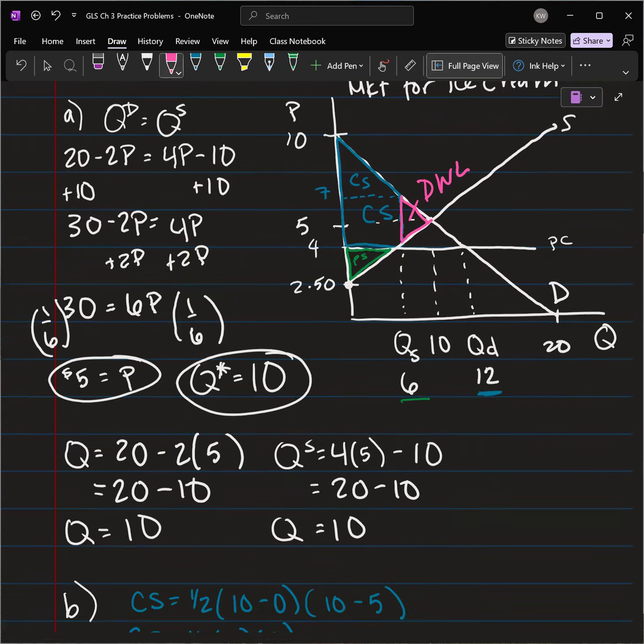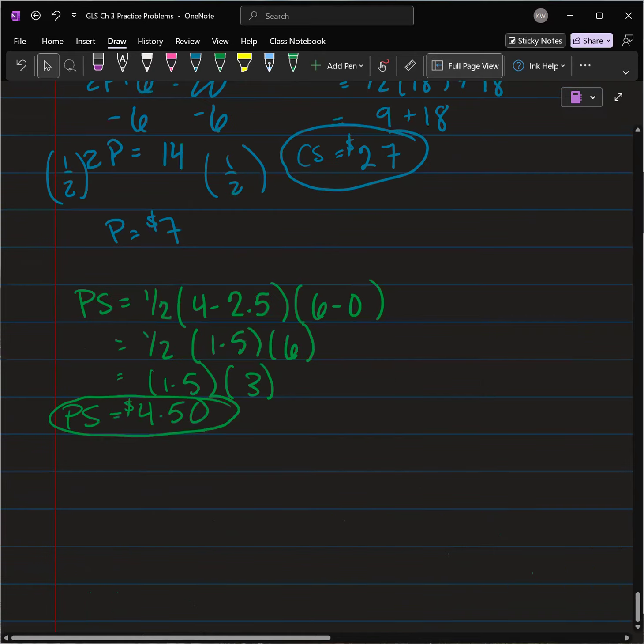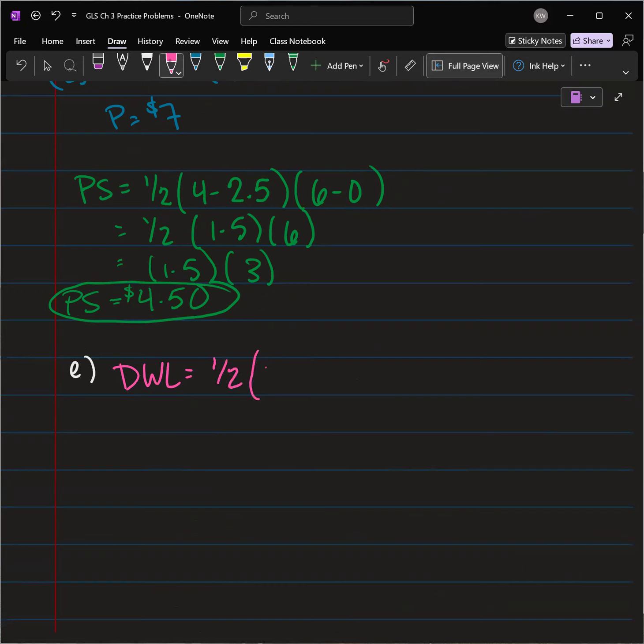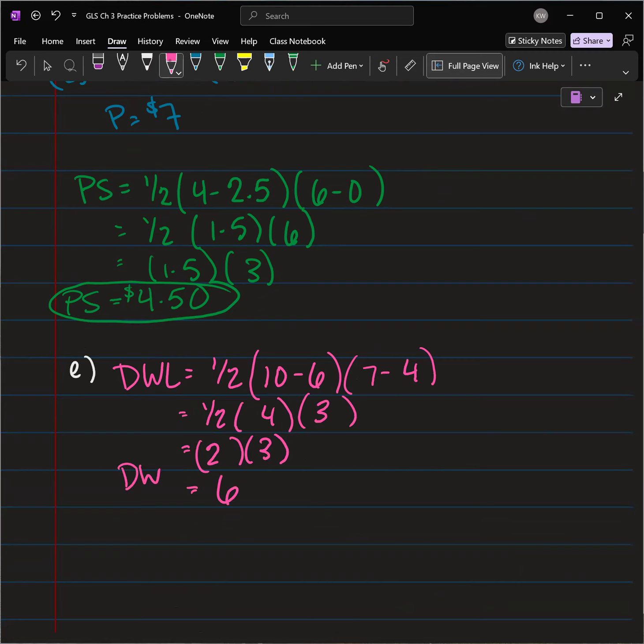Let's go ahead and do that. So deadweight loss, this is for part E of the practice problem. It's equal to 1/2 times 10 minus 6 times 7 minus 4. So we get 1/2 times 4 times 3. So that's 2 times 3, which gives us 6. So the deadweight loss is $6.